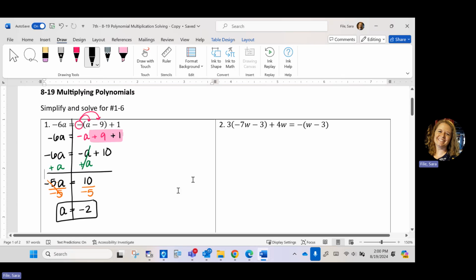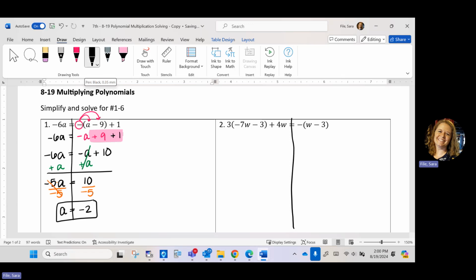All right, 2 is slightly more complex because both the left and right-hand side of the equation have some distribution that needs to happen. So on the right side, it's just the negative. So again, it's just going to change the sign of those terms. And then on that right side, there's no combining like terms that needs to be done. There's a variable term and a constant term, and that's it.